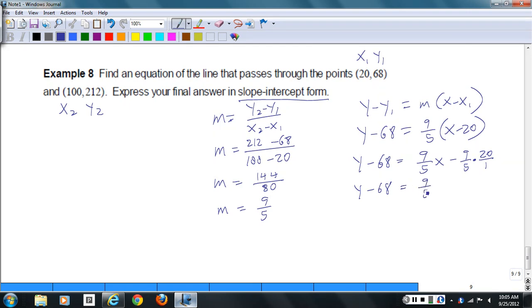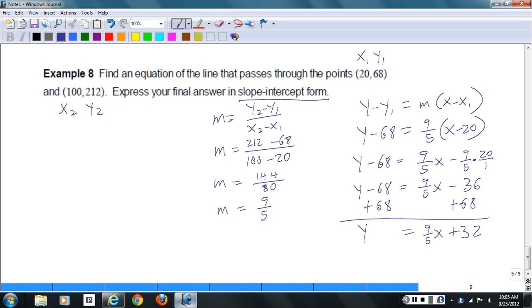What is 9/5 times 20 over 1? 36 is what I'm hearing. 5 goes into 20 4 times, and 4 times 9 is 36. So 9/5 x minus 36. Need to isolate the y, so add 68 to both sides. When we do, we get y equals 9/5 x, looks like plus 32. So there we go.